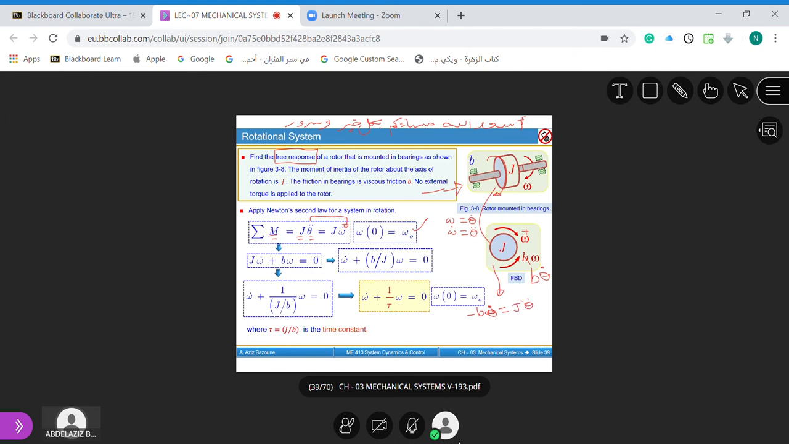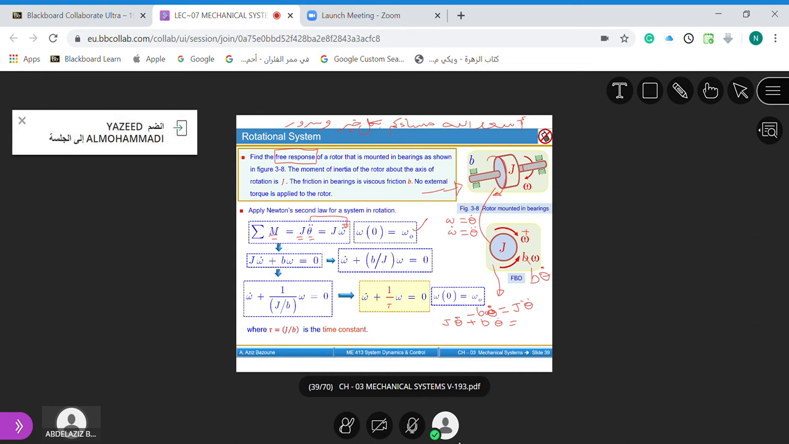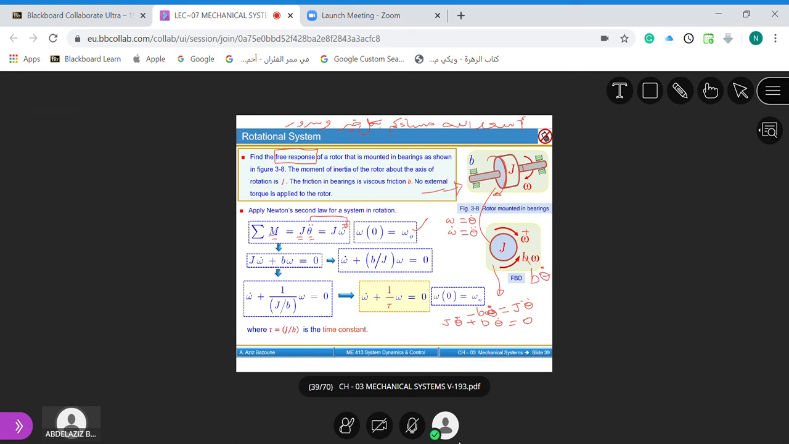Or simply, you can write it like this: J theta double dot plus B theta dot is equal to zero. You substitute theta dot by omega and theta double dot by omega dot, and you will find that your equation is in this form: J omega dot plus B omega is equal to zero. And this is the equation that we found here.